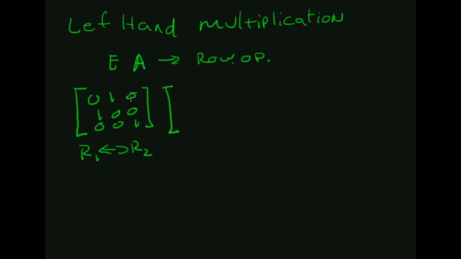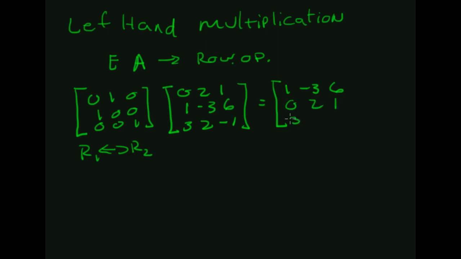Now, what's spooky here is that if I multiply that by some other matrix of a decent dimension, right? That product, if I do that multiplication on the left-hand side, will actually perform the indicated row operation. So if you multiply these two together, and you could try this using MATLAB and see what comes up, you'll end up with 1, negative 3, 6, 0, 2, 1, 3, 2, negative 1. So it'll actually perform the row operation.